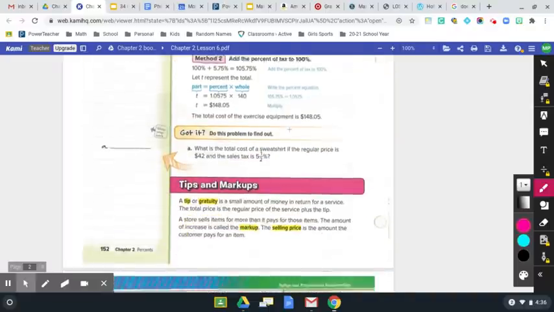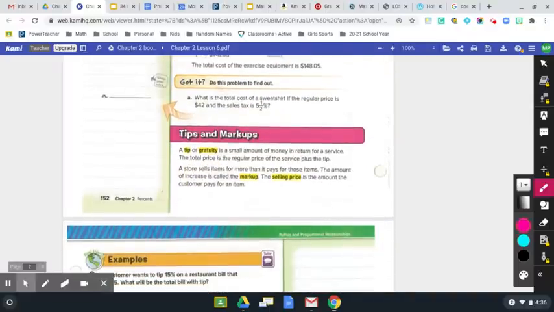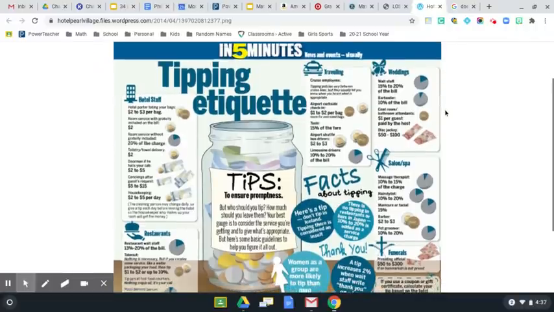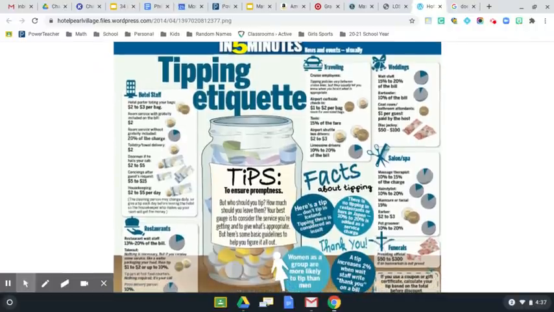is tips. So I'm going to scroll to the bottom of page 152, and tips are a gratuity. Tip and gratuity mean the same thing. It's a small amount of money in return for a service. And so typically your total price is the regular price of the service plus the tip that you leave. So here's also some examples of where you would tip in situations. And again, these are just examples. There are possibilities where you could tip in different situations, but this is in general tipping etiquette.